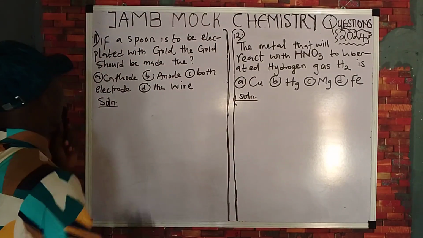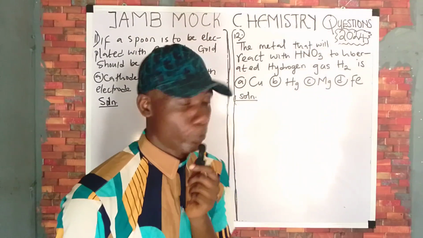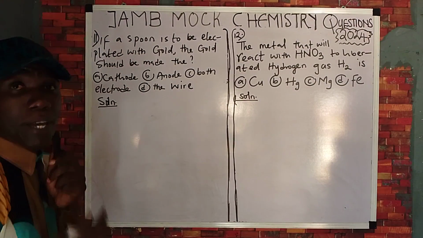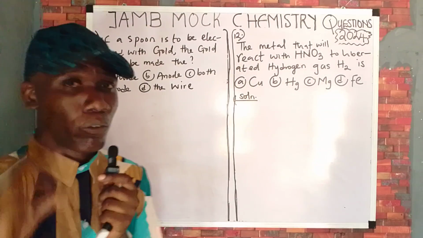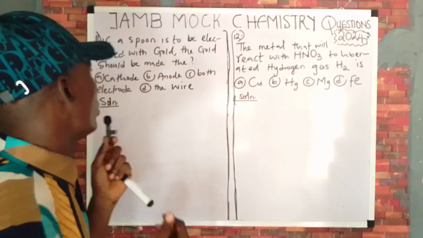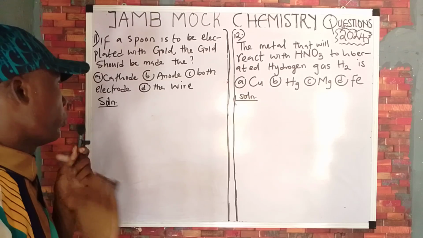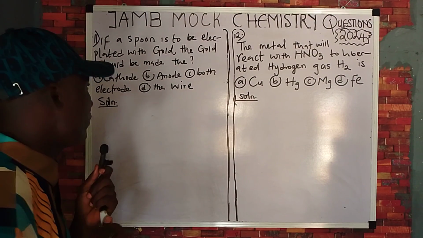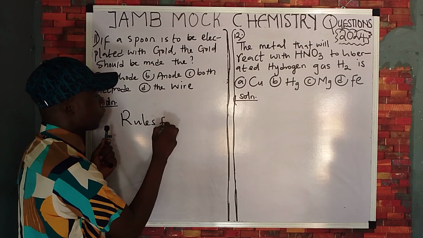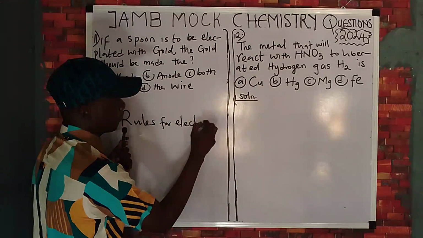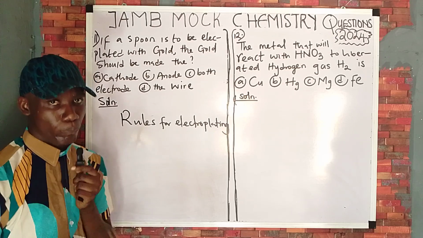Question number 11. If a spoon is to be electroplated with gold, the gold should be made the what? Now, this is one of the applications of electrolysis, which is used for the electroplating of metals. What you have to do for me is this: get your book and your pen. Please jot this down: rules for electroplating. We are going to summarize it quickly. What are the rules for electroplating?